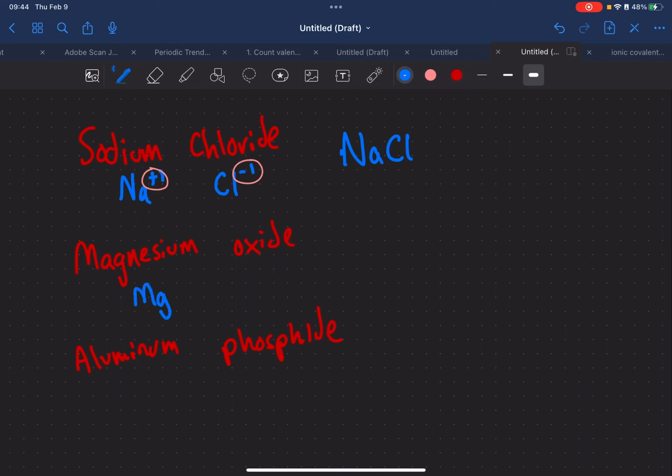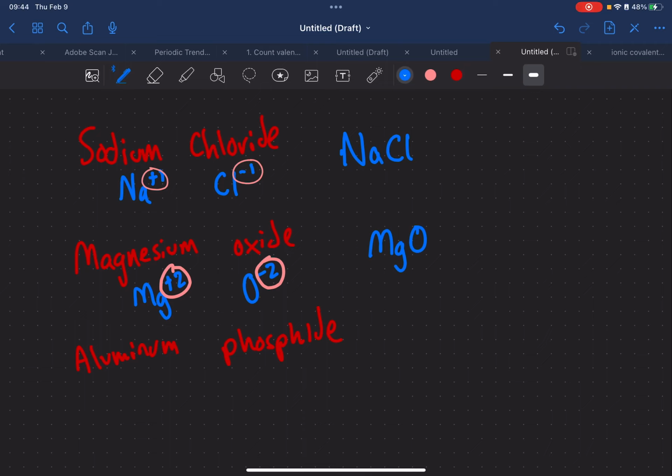Magnesium has a charge of +2, and oxide has a charge of -2. So on this one, again, these charges cancel each other out. And so we only need one of each. MgO is the answer here.